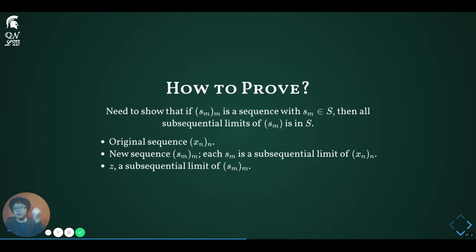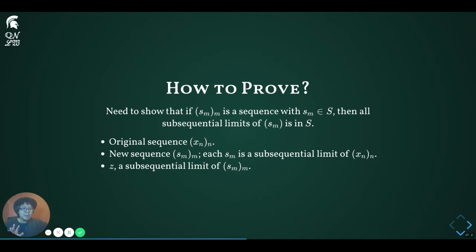So how would we prove such a theorem? We need to show that if s sub m is a sequence whose terms are each subsequential limits of x, then all subsequential limits of the sequence s are themselves subsequential limits of the original sequence x.